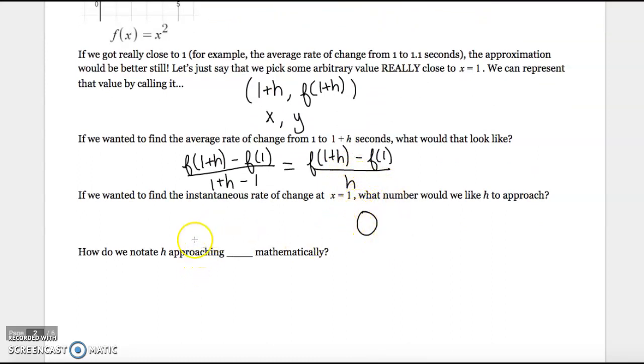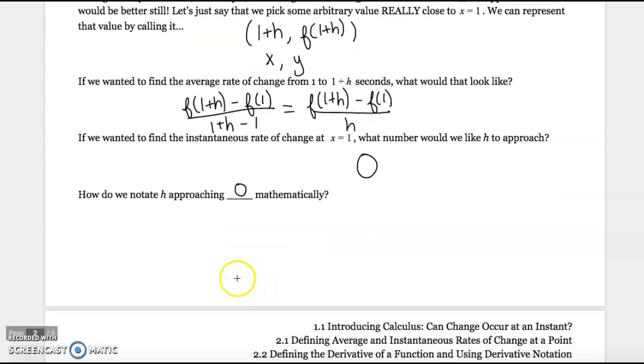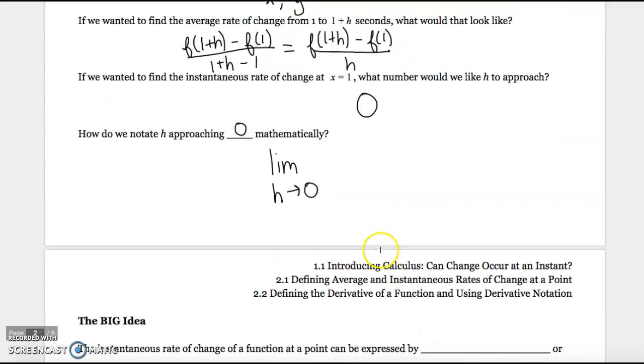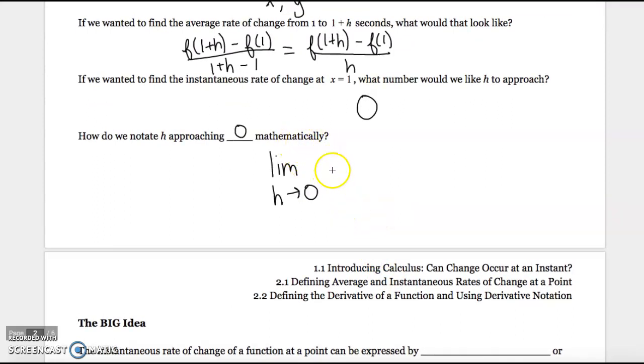So in mathematics, how do we notate h approaching 0 mathematically? How we've learned about something that helps us approach a value without actually equaling that value. We use a limit. So we would like the limit of h approaching 0. Okay, and then you want it to apply to that function, the f of 1 plus h minus f of 1 over h.